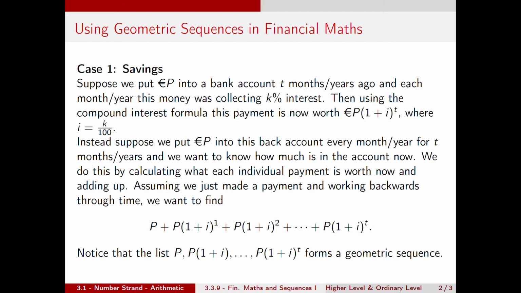So we can do this by calculating what each individual payment is worth now and adding up. So let's assume we just made a payment. Working backwards through time, we want to find P plus P times (1 plus I) to the power of 1 plus P times (1 plus I) squared, plus and so on, all the way up to P times (1 plus I) all to the power of T. Notice that this list above actually forms a geometric sequence.